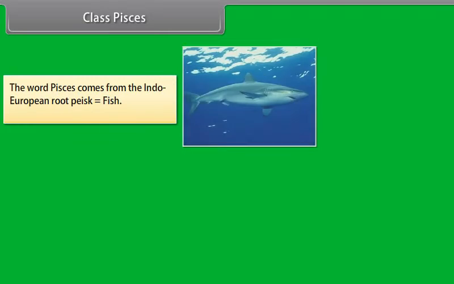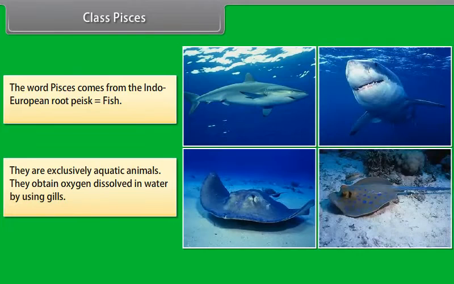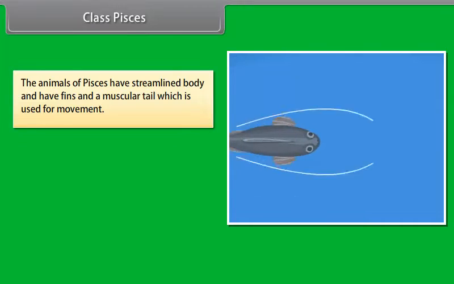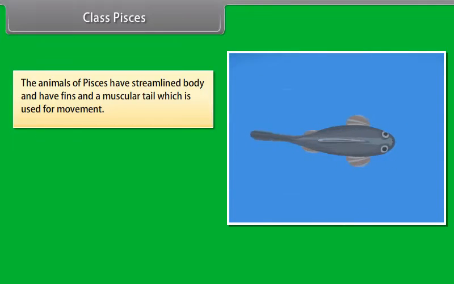Class Pisces. The word Pisces comes from the Indo-European root pesc. It means fish. They are exclusively aquatic animals. They obtain oxygen dissolved in water by using gills. The animals of Pisces have a streamlined body and have fins and a muscular tail which is used for movement.